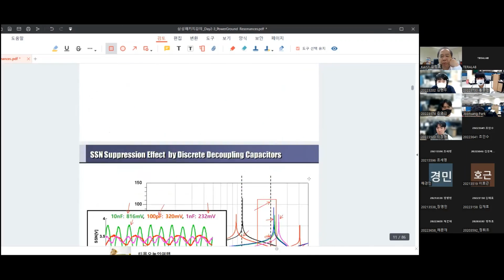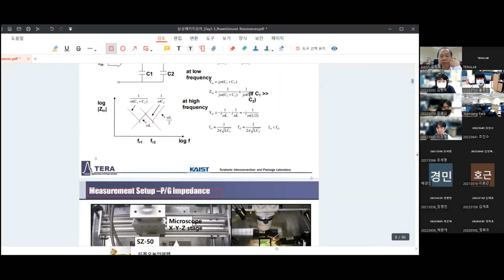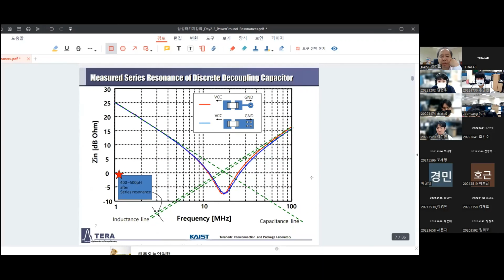그리고 제가 이런 것도 다 했었어요. 옛날에 디커플링 캐패시터를 사다가 이거 다 측정해 본 거예요. Here we have a decoupling capacitor impedance measurement. At low frequencies, it is dominated by capacitance. At high frequency, it is dominated by inductance. And the minimal value of impedance is determined by resistance, the self-resistance.